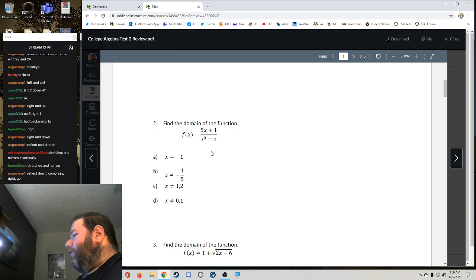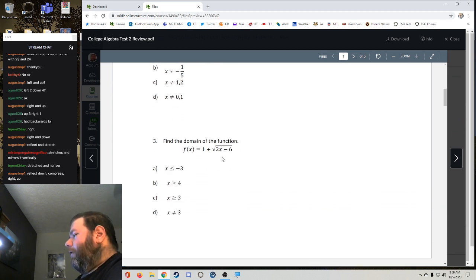Find the domain of the function. We have a rational function that we would like to find the domain of, and I made that a multiple choice question there. And generally, whatever is a multiple choice question on the review will also be a multiple choice question on the test. So you can take that as guidance. Domain of a radical function, similar setup. Okay.